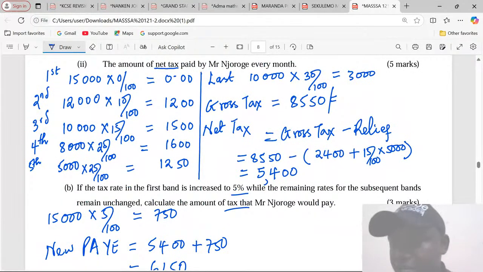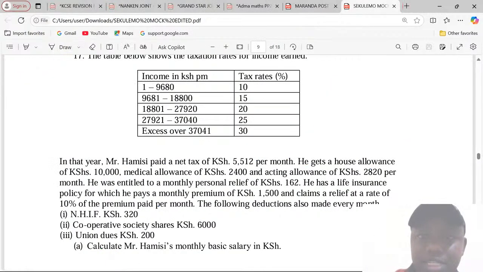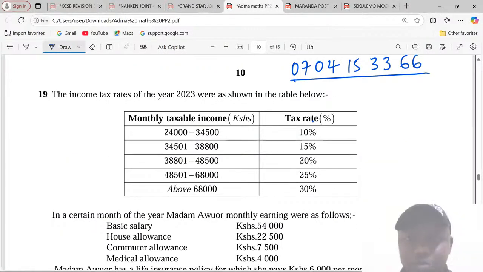Thank you. We can check at another question now, still on taxation. Let me get to this paper.